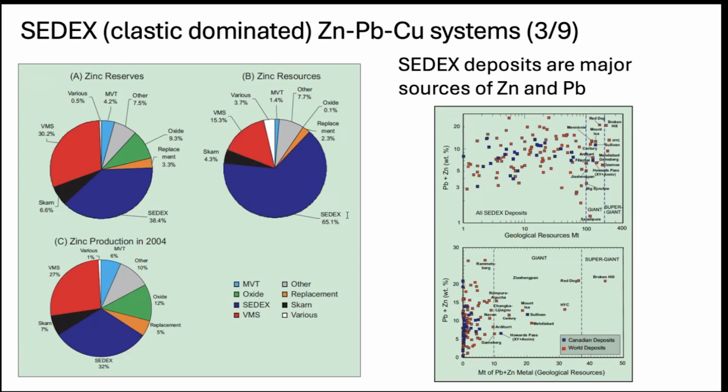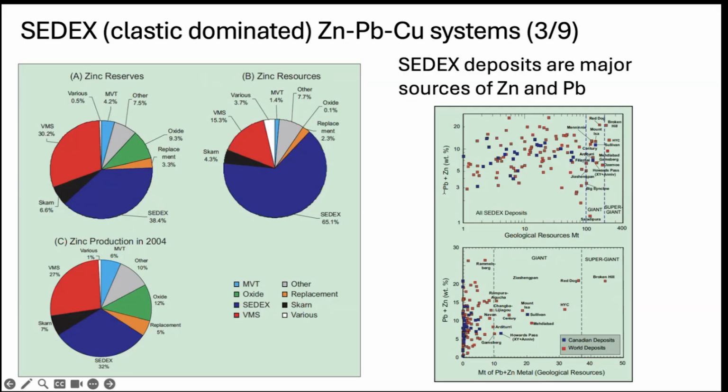So the plot on the left, the data is a little old now, but it probably hasn't changed very much, shows where we get zinc from. So in terms of zinc reserves, we can see VMS is around 30%, SEDEX is around 40%. In terms of resources, SEDEX dominates zinc resources. And in terms of production, well, VMS and SEDEX are roughly co-equal.